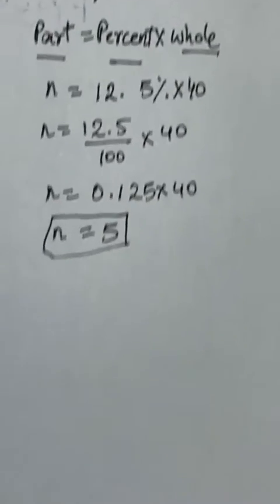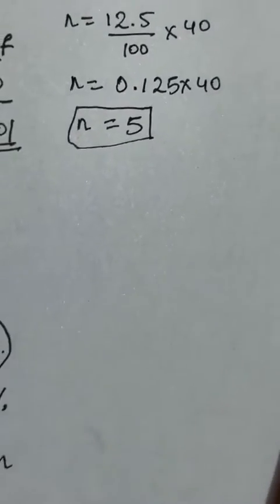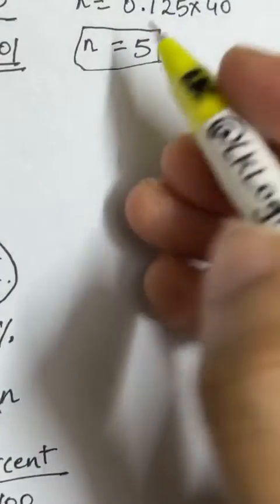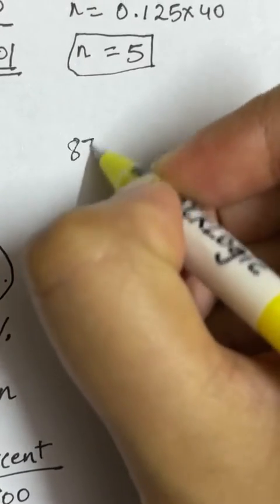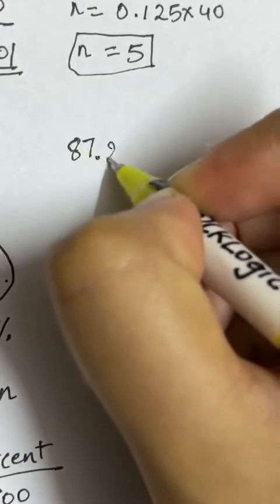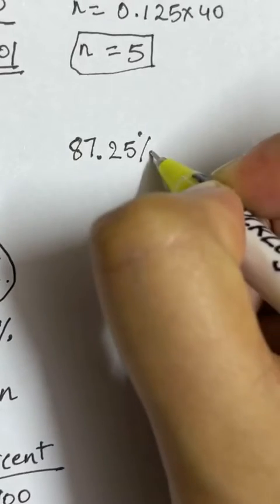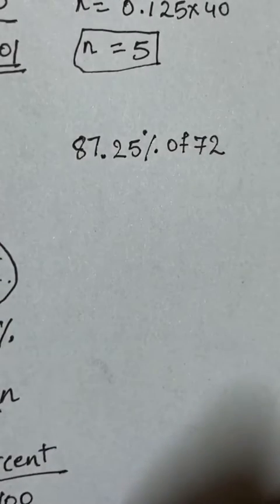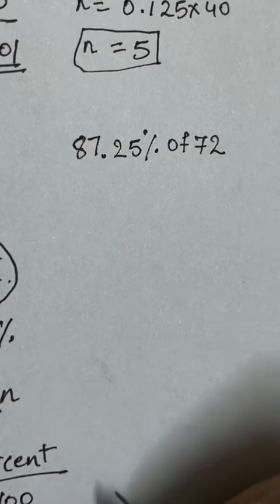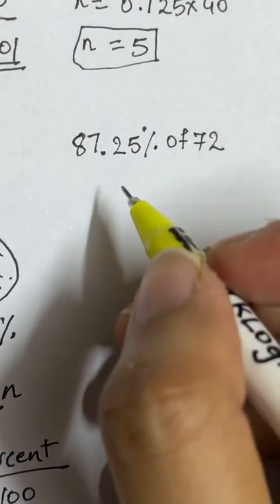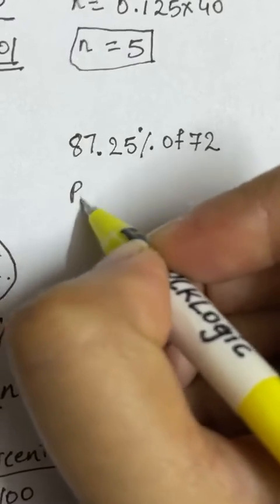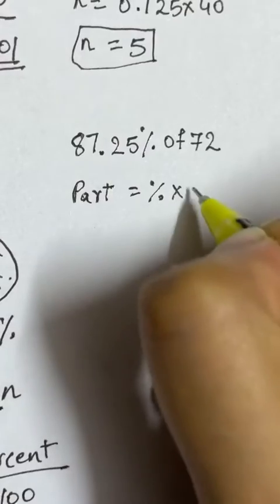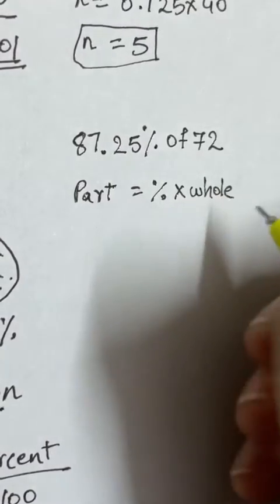Okay, now let's see another example. Suppose you have 87.25% of 72. If you have to calculate this, what are we going to do? We are just going to use part is equal to percent times whole. Let's see what we are going to get.